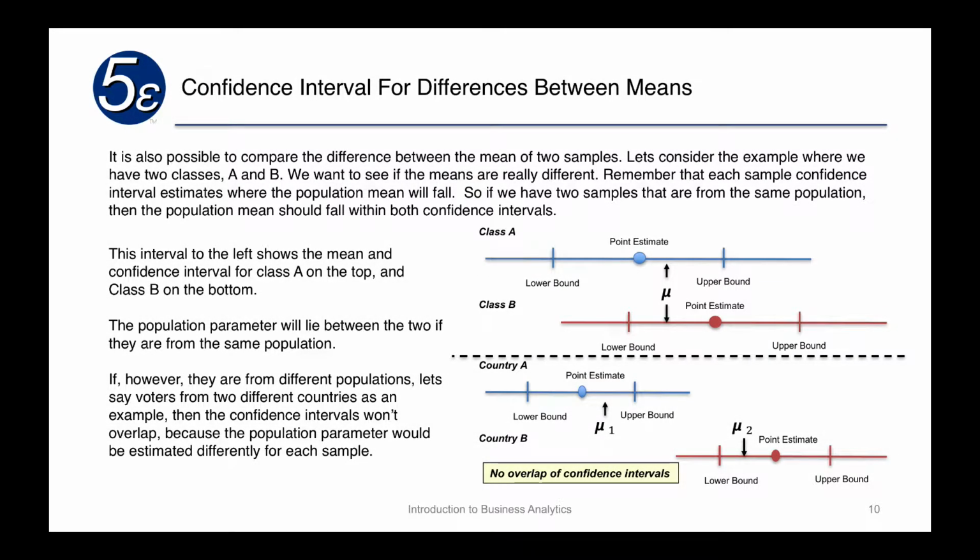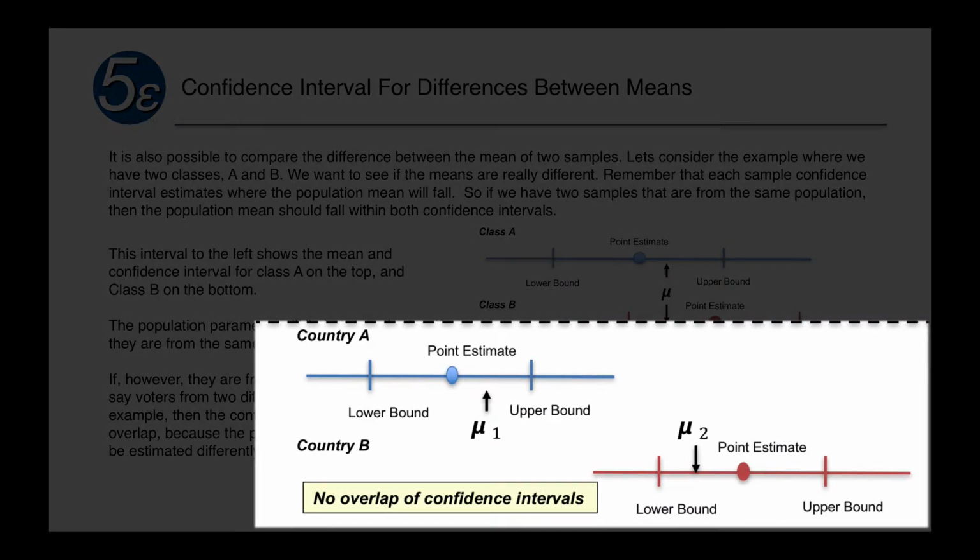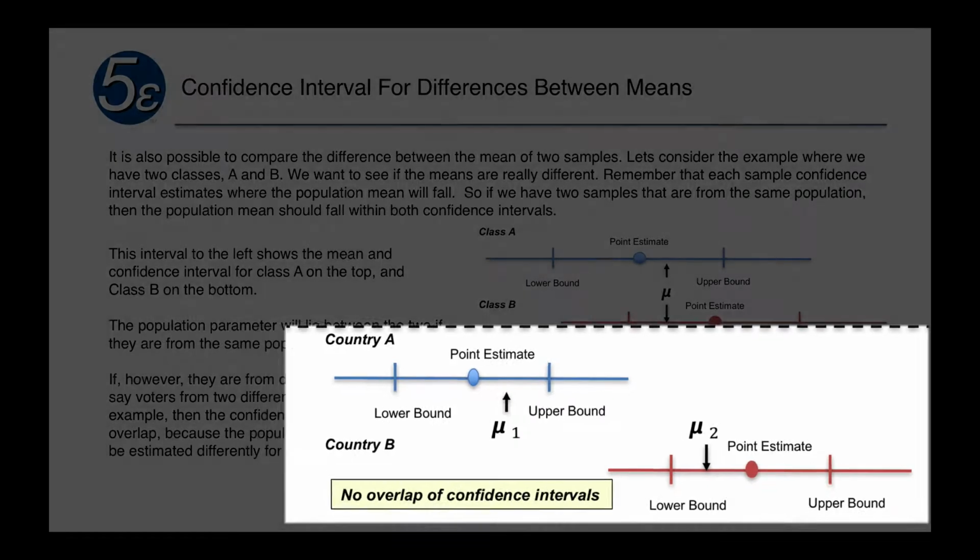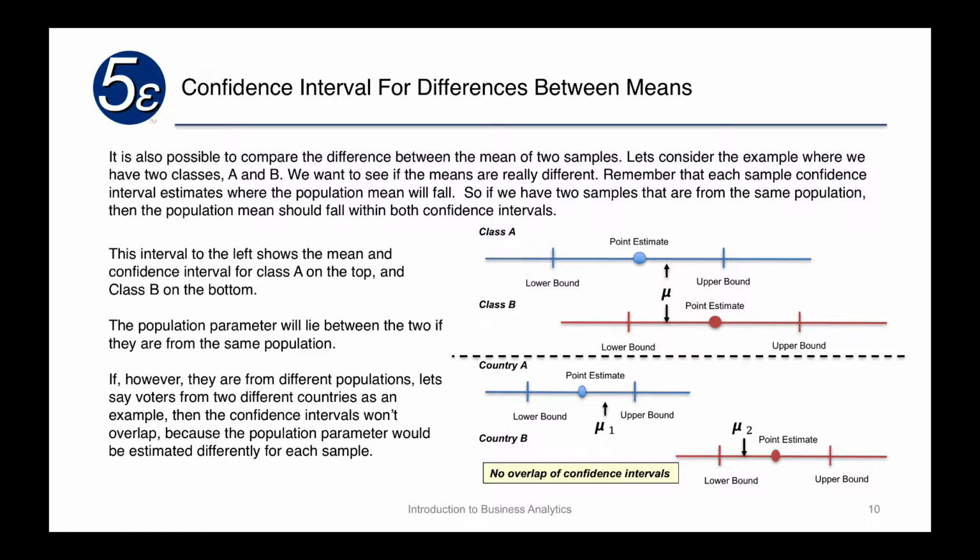If they're from the same population, that's going to be true. But if they're from different populations, then that won't be true, and they will have different population parameters. And this is what tells us that the two samples probably come from different populations because their confidence intervals don't overlap. And this is what we're looking at when we're looking at the confidence interval for differences between means. And we'll get a little bit more in detail when we do tests for means.